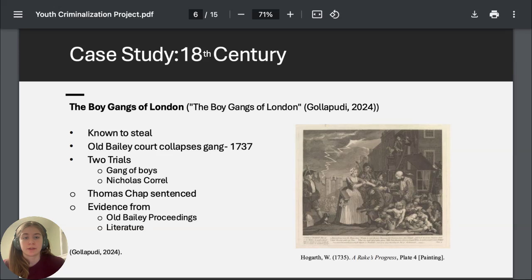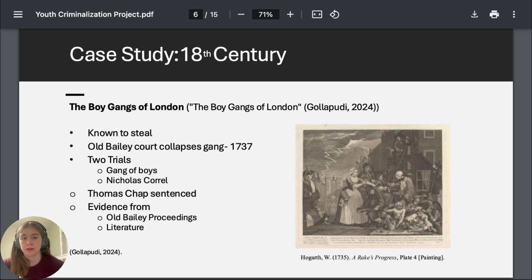Essentially, this happened because the receiver, an adult named Nicholas Carell, was caught, I believe, purchasing from these young boys and enabling their behavior of stealing. So the Old Bailey Court initiated two trials, one for the gang of young boys and another for Nicholas Carell. In the end, out of the gang of boys, only one of them, named Thomas Chapp, was sentenced to transportation. And Nicholas Carell, the adult receiver, was convicted as well. I'm not 100% sure what his penalty was.